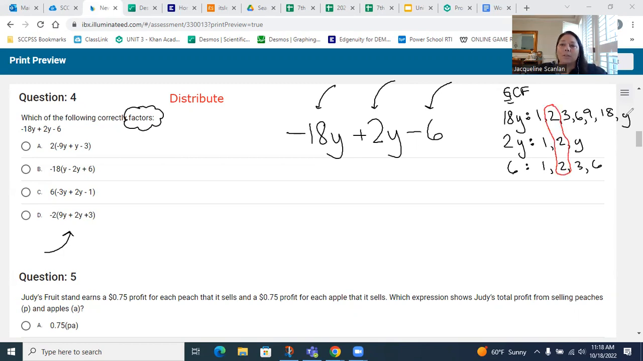Now, y is common in only 2 of them. I have a y here and a y here, but I don't have a y here. So y is not what we would consider common. All right, so my greatest common factor in these three terms is 2. So once I figure out the biggest number that divides into all three, I write it down outside of my parentheses.